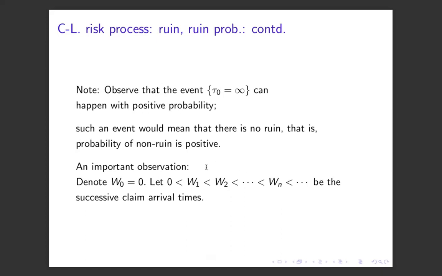So we are going to make one important observation. For notational sake, let us denote W0 equal to 0, so that many things in what follows can be written in a unified style. And the WIs, which are in increasing order, are the successive claim arrival times.